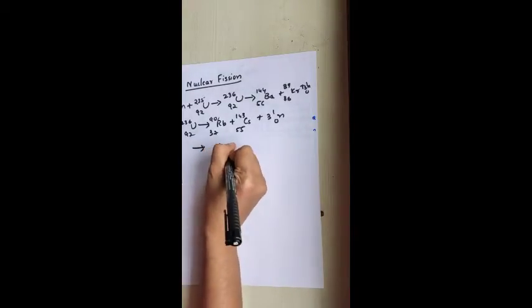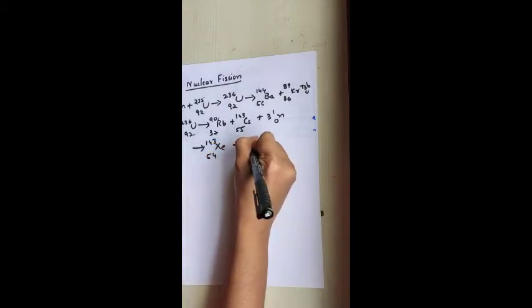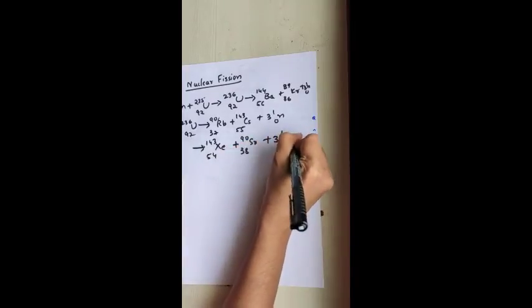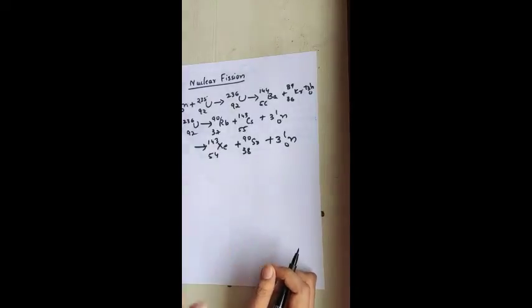Next, other fission fragments: xenon can also be produced. Xenon-143 (54) plus strontium-90 (38) plus 3 neutrons are released. All these fission fragments produced are highly stable.